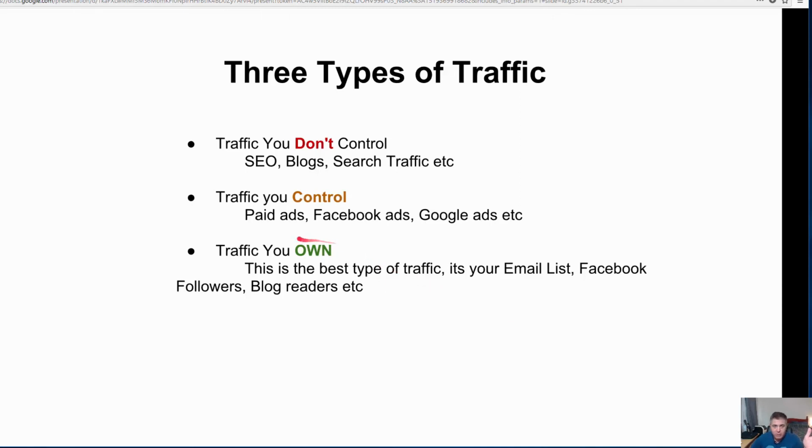Traffic you control, right, is paid ads. For example, Facebook ads and Google ads. You're controlling that traffic to do what you want it to do. Okay? Right? And then there's traffic you own. This is the best type of traffic. It's your email list. It's your Facebook followers and your blog readers, etc., etc. Now, you own this traffic. Okay? Remember, you're going to get their email before they even step foot in your shop or whatever it is. And you own them then.